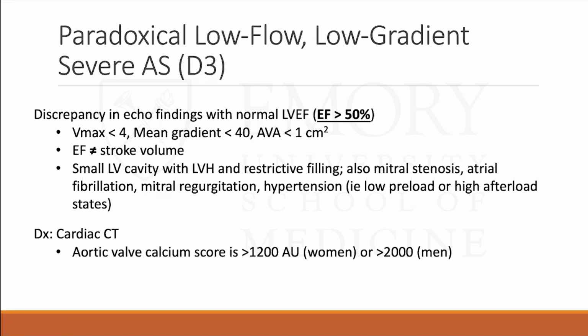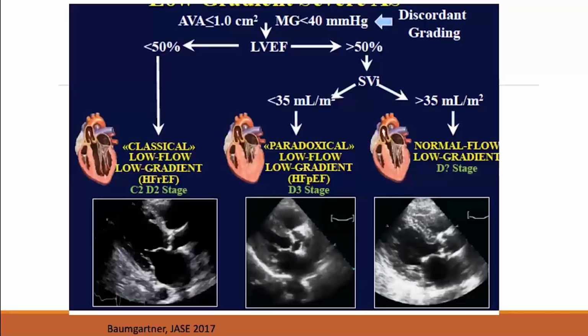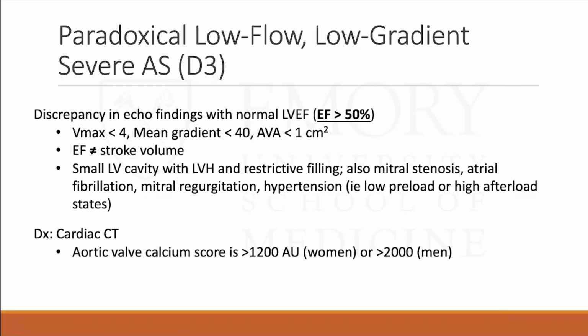How do you work this up? Probably a cardiac CT. The short answer is no one really knows. The short answer is cardiac CT. And again, just looking at that aortic valve calcium score. Would you do a low dose DSE on these patients as well? The data are kind of mixed on that.